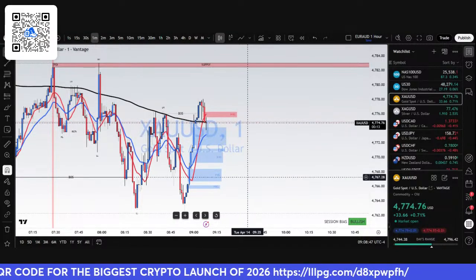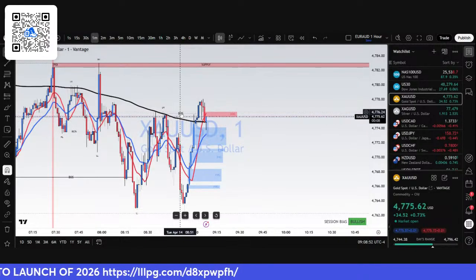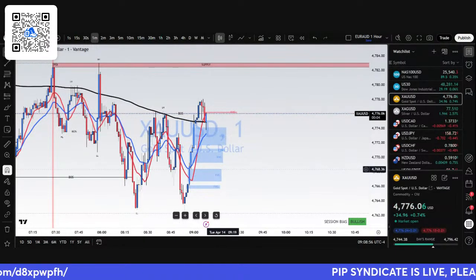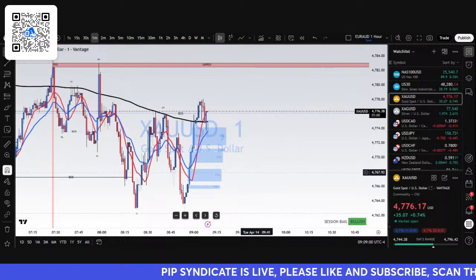Let's see if we can pull back on gold. Might be a gold day. You can see here we just broke structure. We could pull down to this fair value gap. I'll take a buy right around here. Let's see what it does.